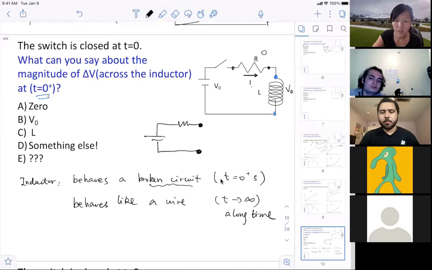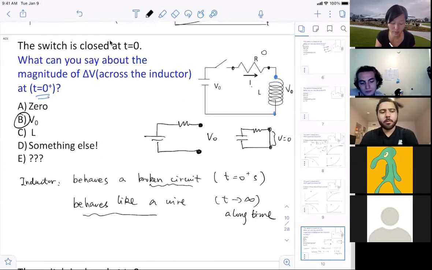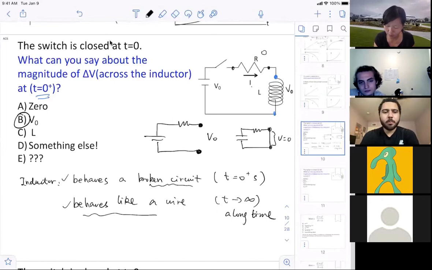Like it's broken. You are going to read simply the voltage across the whole thing, which is V naught, the battery. But if after a long time, then you're going to read 0 because it behaves like a wire, and the voltage drop across the wire will be 0. So here is V naught because it's at the beginning. Very good. So sometimes it's quicker to think about the behaviors of the inductors without going through the derivations of the equations. Thought that would be really useful.